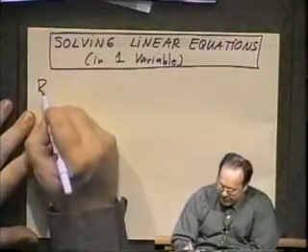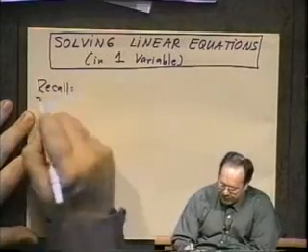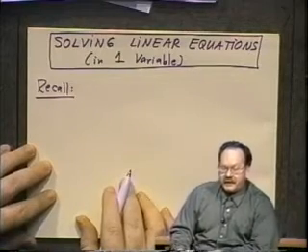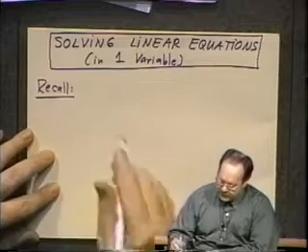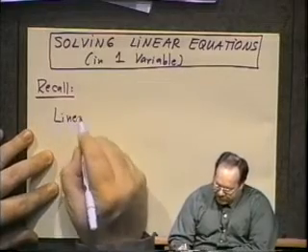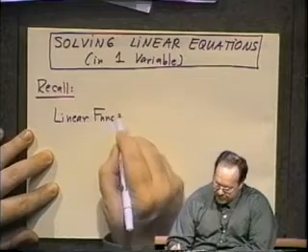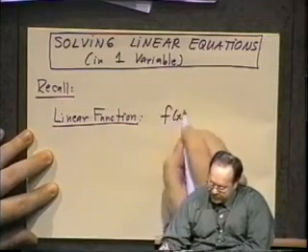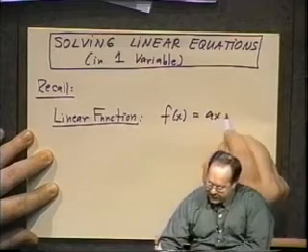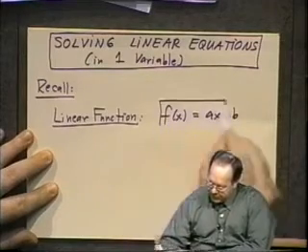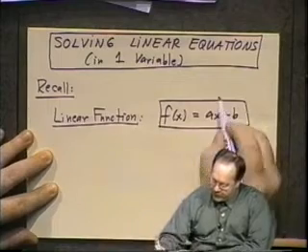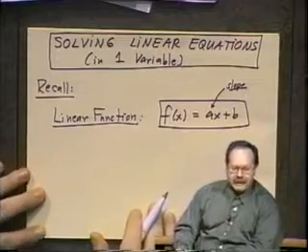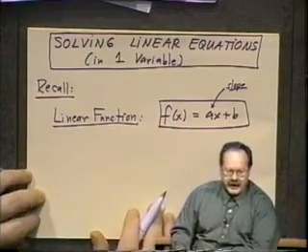All right. Let's recall, first of all, a linear function. Now, this was a function that came in when we talked about the library of functions back under functions. This is a linear function, is the name that was given to it. It looks like this. It's f of x equals ax plus b. So that was the form. And if you remember, the a stood for slope. Actually, we used m in those cases, but now we're going to use a.